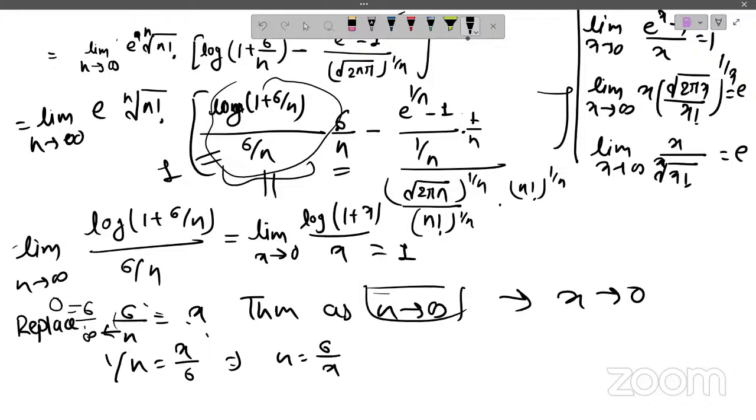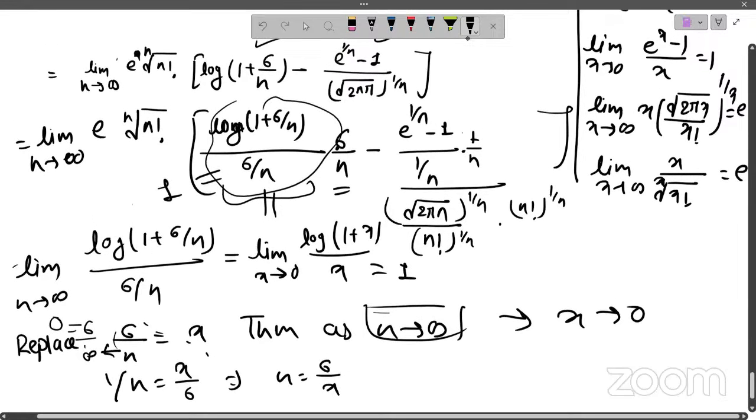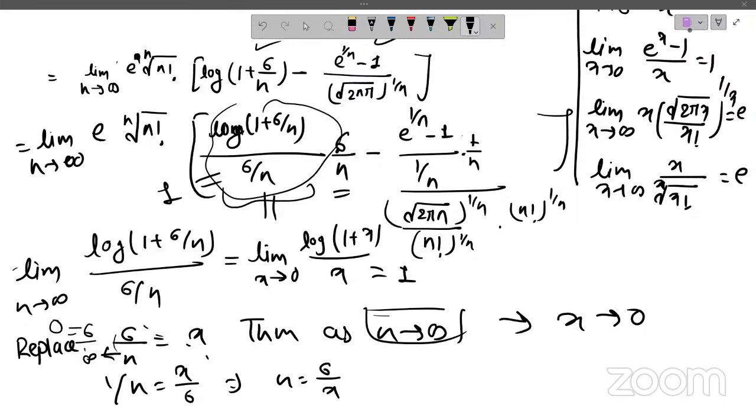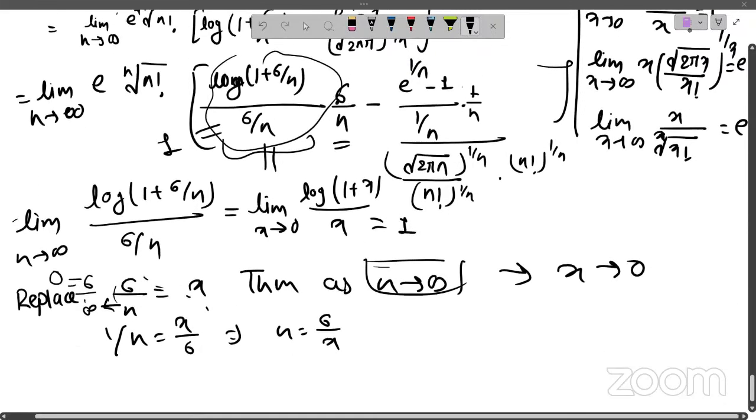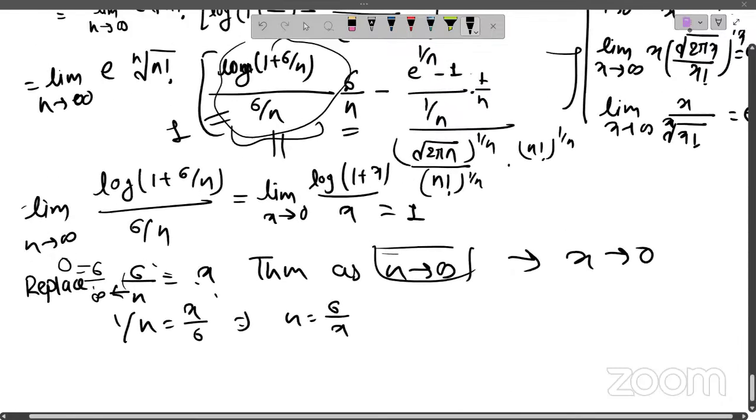Now similarly, we will look for other terms also. Yeah, maybe you will see a similar question in the graded assignment. That's true.